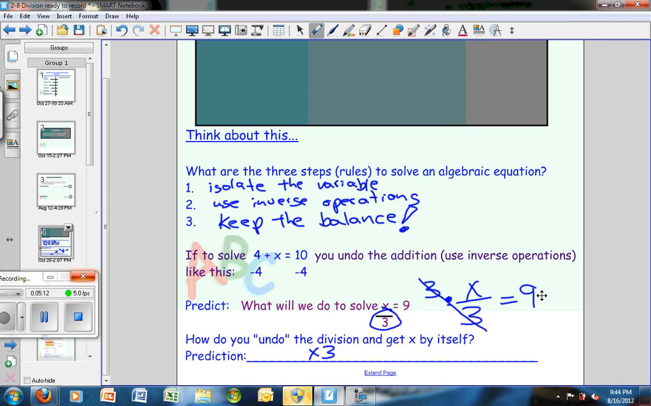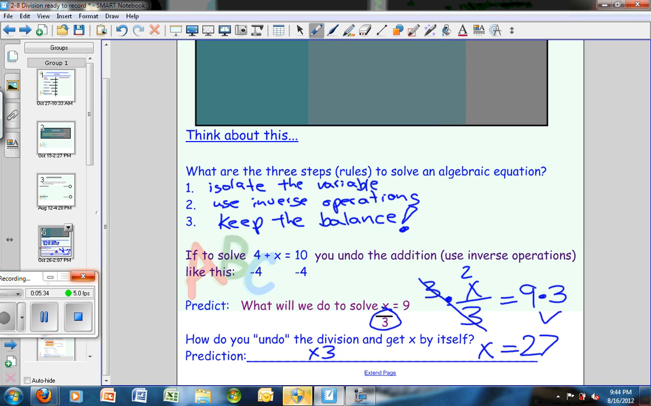Because we multiplied this side by 3, we're going to do the same thing over here. Again, do your dot for the multiplication sign and a 3, and then we're ready to solve. All we have left over here now is that x, drop down the equal sign, and over here 9 times 3 equals 27.